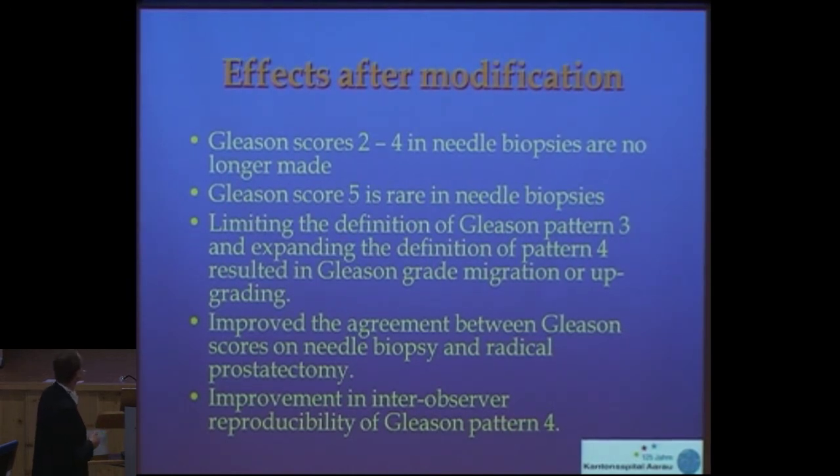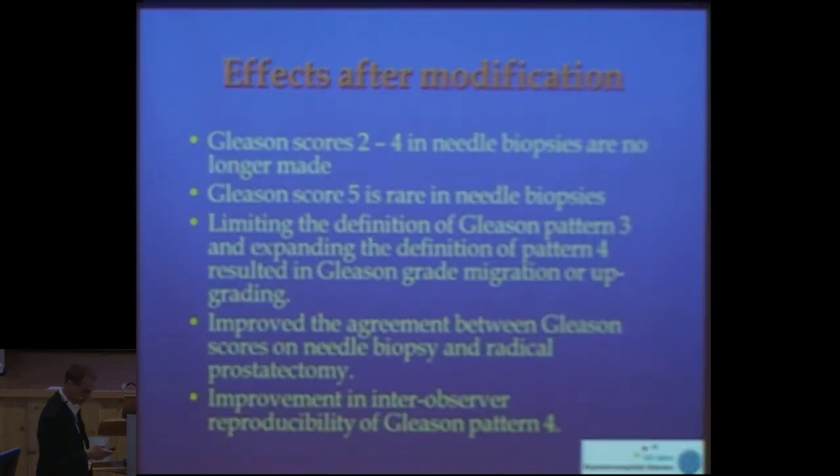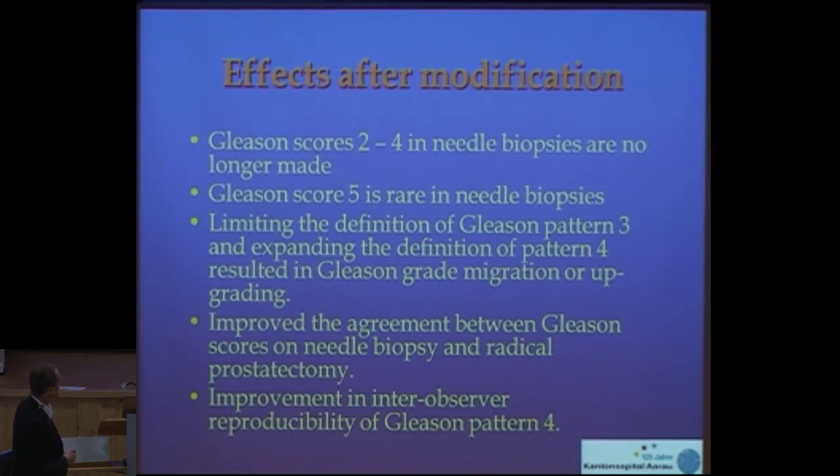So, effects after modification. Gleason 2 to 4 is almost gone. Gleason 5, rarely, if ever. Limiting the definition of Gleason pattern 3 really constricts these tumors to a rare population, and then we can really talk about insignificant cancer. And among the pathological societies, we have a better agreement between the Gleason scores in needle biopsy and radical prostatectomy, and a better inter-observer reproducibility. So the diagnosis that is made really becomes better. And be careful in using old reports from before that time. You really can't do that anymore.